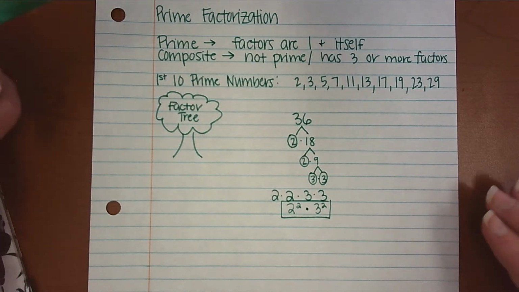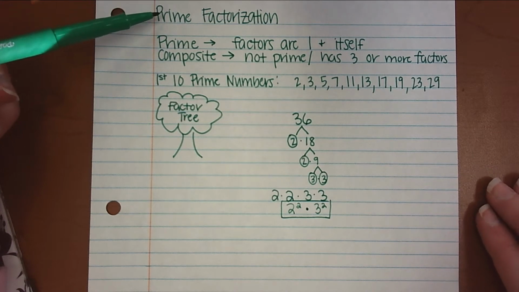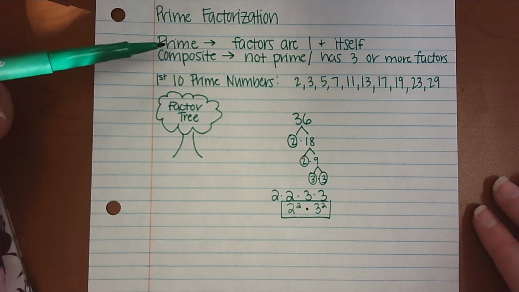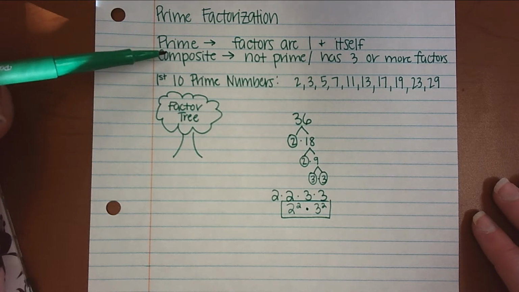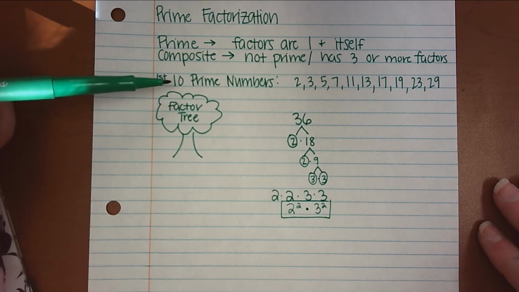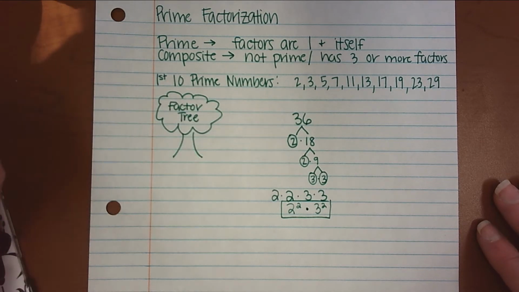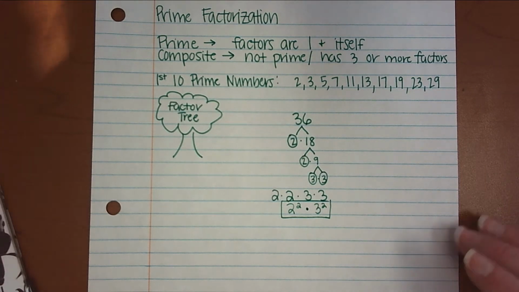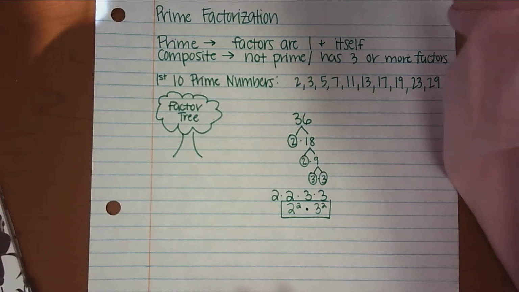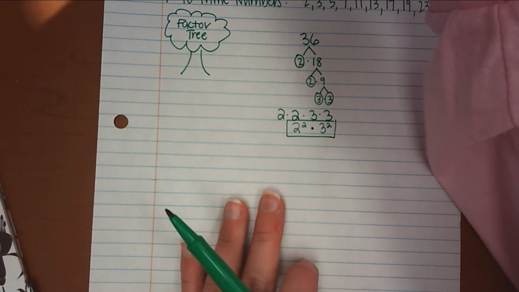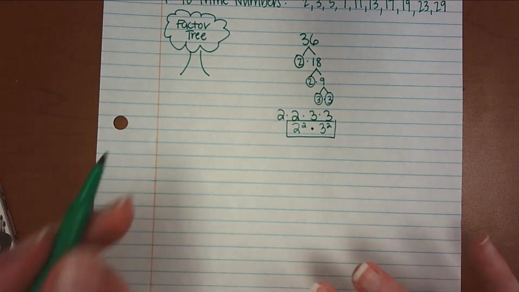So in the first video, we talked about prime factorization. We talked about the vocabulary of prime and composite, their definitions. We listed out the first 10 prime numbers, and we worked on our first factor tree for the number 36. Now we're going to do just a couple more examples of a couple different numbers that I want you to find the prime factorization of. And I'm going to start with the number 200.